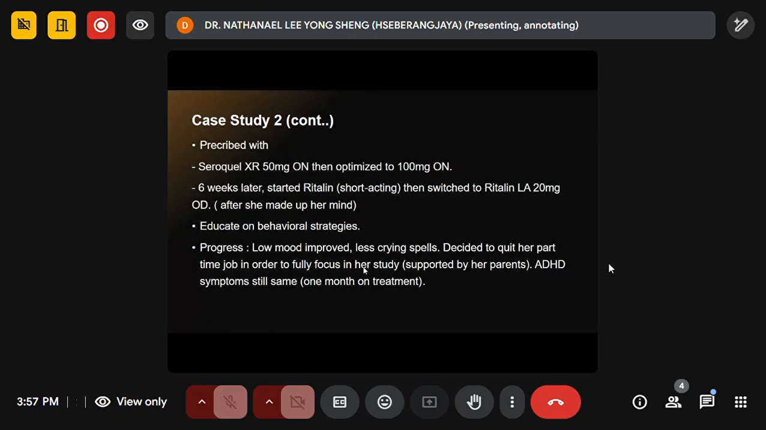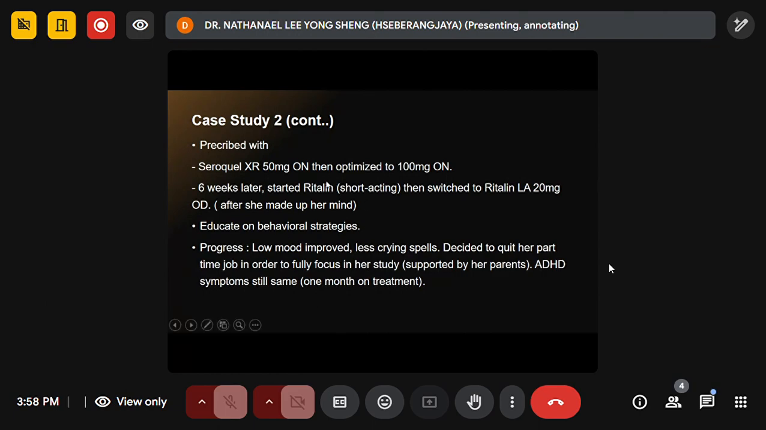She was prescribed Seroquel XR 50 mg at night and then optimized to 100 mg at night for her bipolar disorder. Six weeks later, I started her on Ritalin short-acting, Ritalin IR. Then, after she tolerated it well, I switched her to Ritalin LA 20 mg OD. At the beginning she told me she didn't want to start both medications because she was worried she might have a higher chance of side effects. So she said, okay, one by one.